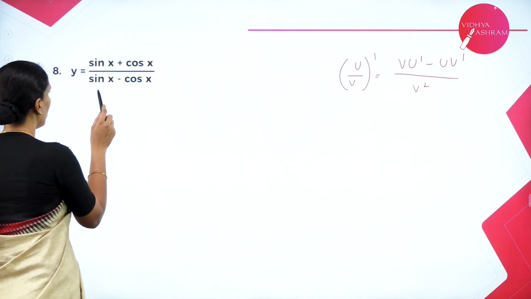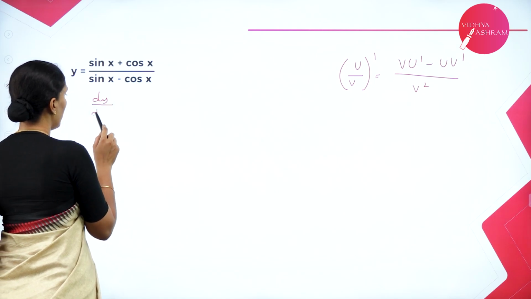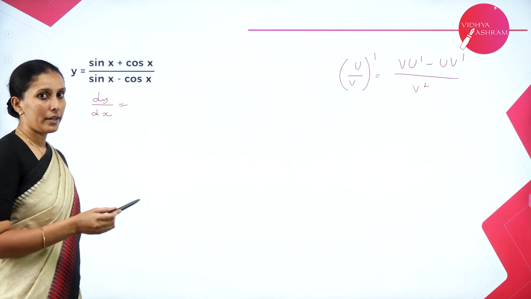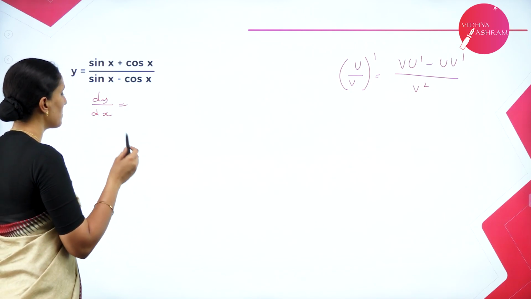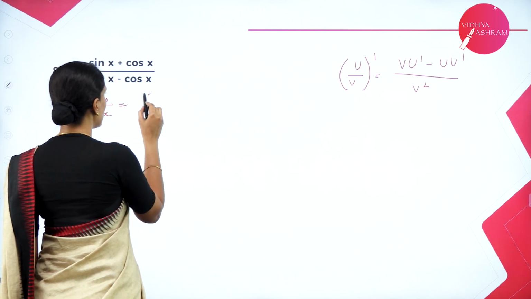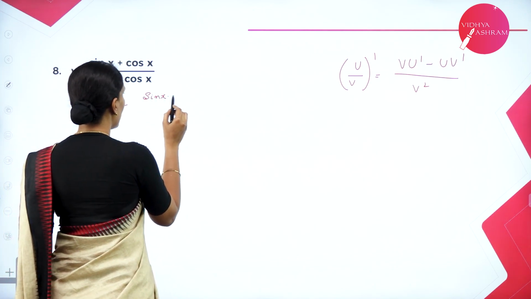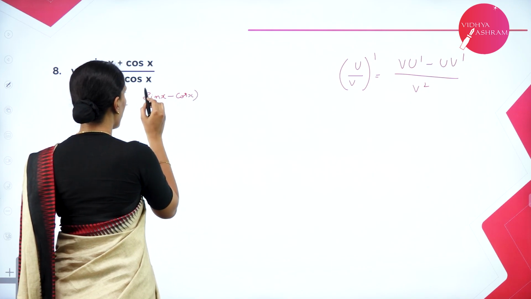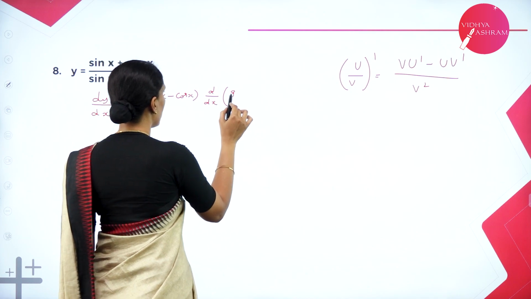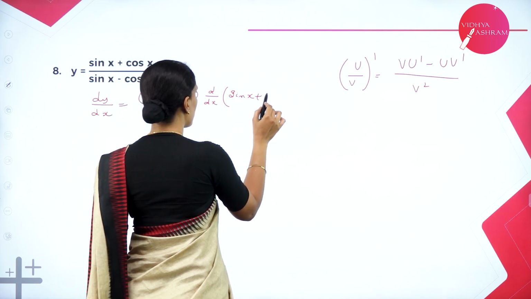So therefore here when you apply dy by dx, sin x plus cos x is taken as u, sin x minus cos x is taken as v. So when I say vu dash, it is sin x minus cos x into derivative of sin x plus cos x.